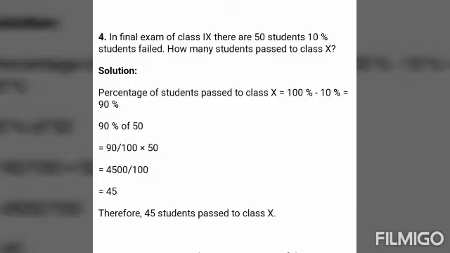That means how many students passed? Percentage of students passed is 100 minus 10%, 90%. So 90% of the total students passed. 90% into 50. That is 45 students passed and they have successfully been promoted to class 10th.